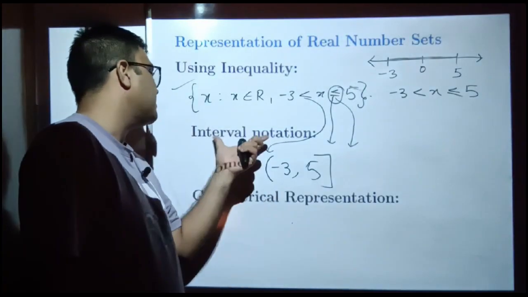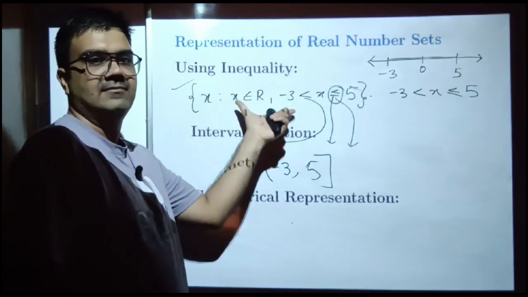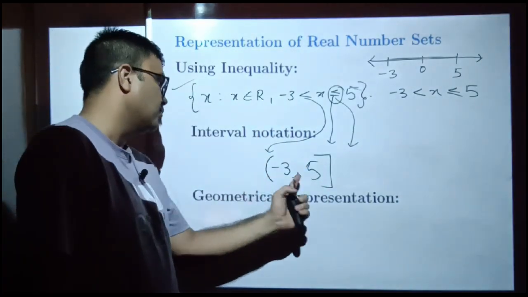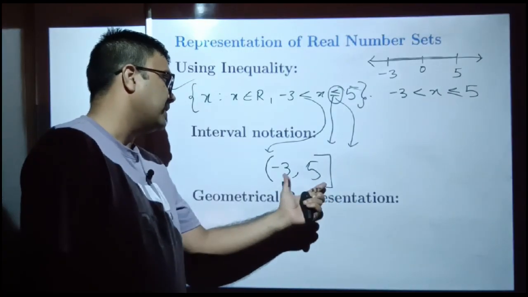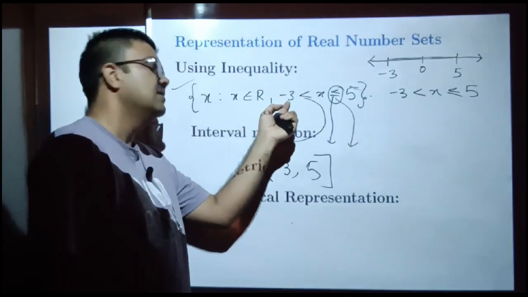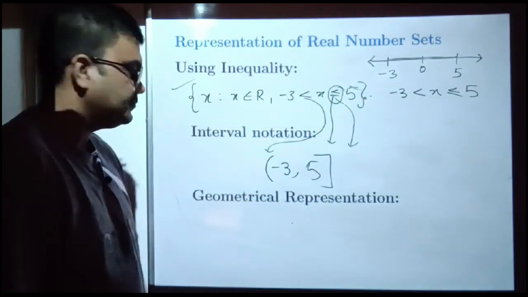This is another kind of representation, which we call interval representation. This is just representing this set. We can write it in this form. Whenever it is written -3 with an open bracket and 5 with a close bracket, it should be clear to you that we are talking about all real numbers which satisfy -3 is less than X is less than or equal to 5.